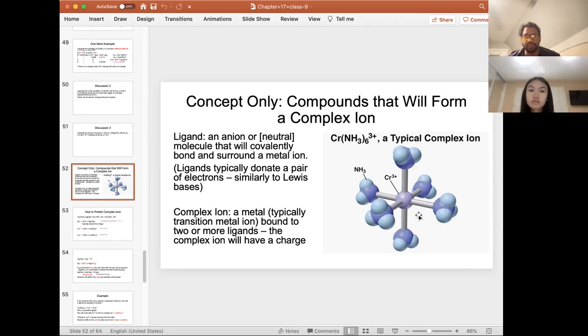And the things that are surrounding it, we call them ligands. And a complex ion is a metal, usually a transition metal, bound to two or more ligands. It looks like they're connected by chemical bonds. But if that were true, it would be a neutral atom, or a neutral molecule. But they're not actually bonded, so it still has a charge. A complex will still have a charge. So this still has a 3+ charge.